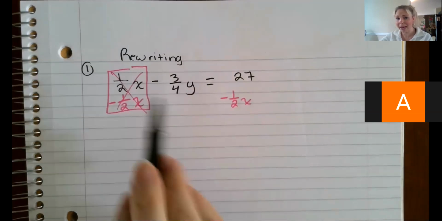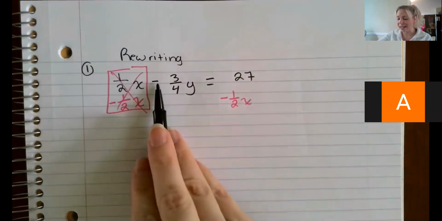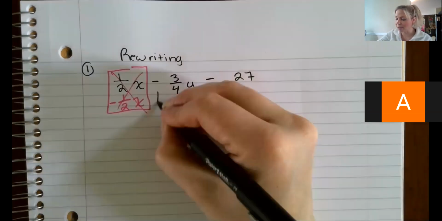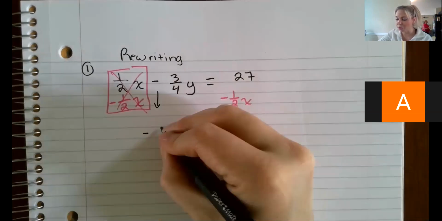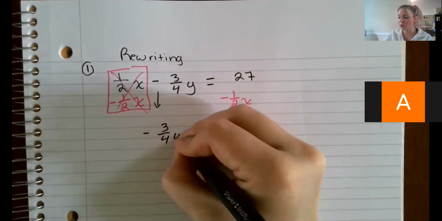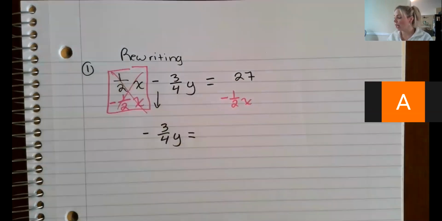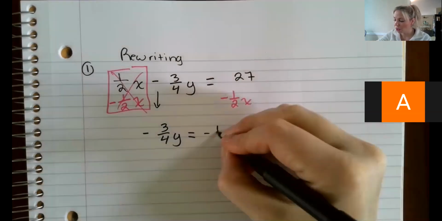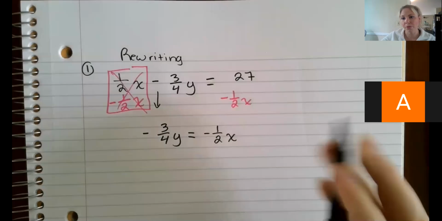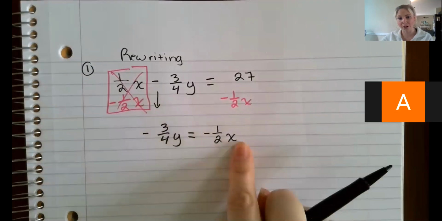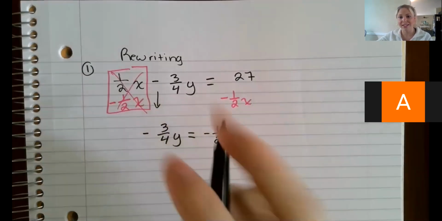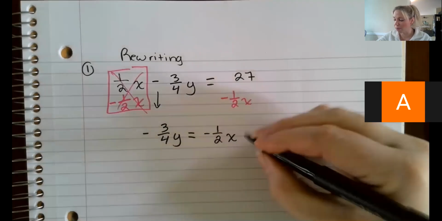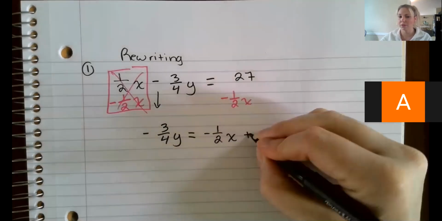Now, because there's a minus sign here, that now acts as if it's a negative sign, and that's going to come down. So it's now a negative 3/4 y is equal to, and again, you want it in that mx plus b. So that means I want this negative 1/2 x to be written first, because I want to have my slope in my x variable to be written first. And since it's a positive 27, I can write plus 27.